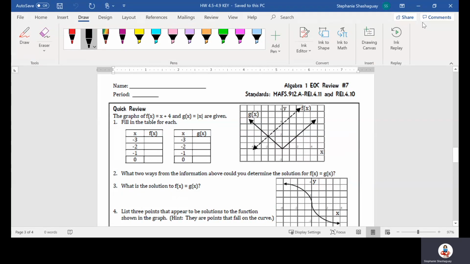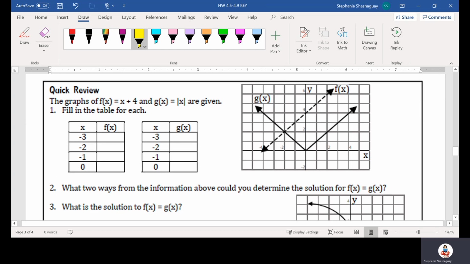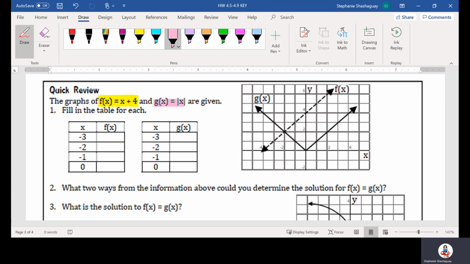All right, in this video, we're going to do the homework review number 7. So it says the graphs of f of x is equal to x plus 4. So f of x is equal to x plus 4, and g of x is equal to the absolute value of x.